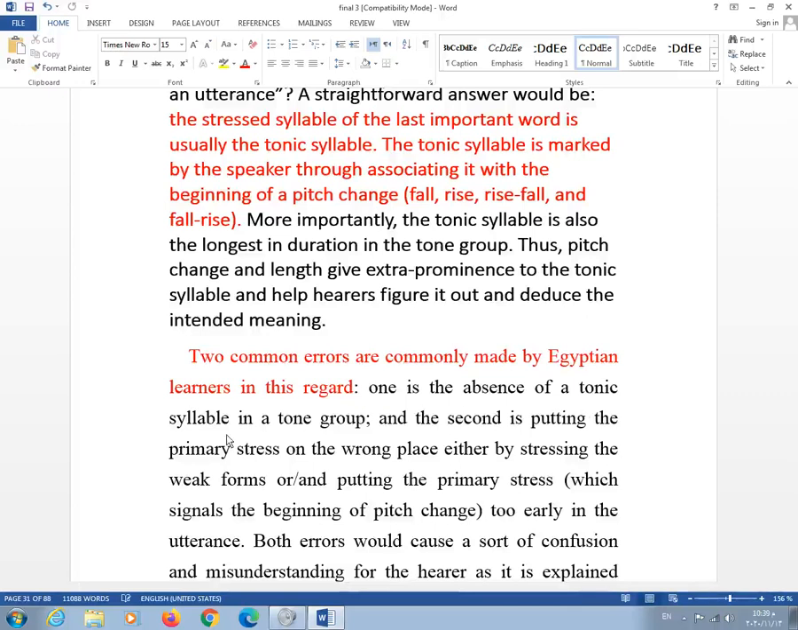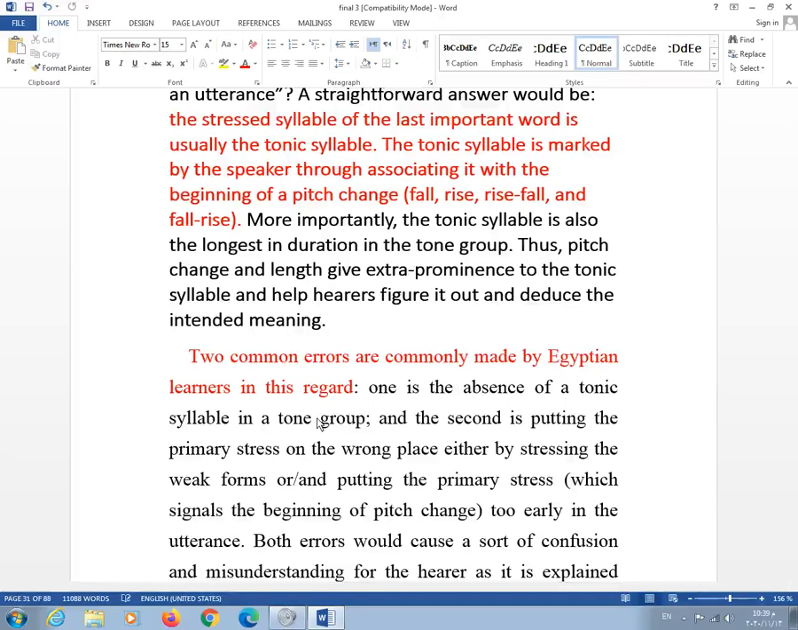انت بالنسبة لك مش مهم يبان أي كلمة مهمة. انت كله all words are given equal length and equal strength and there is no prominent word, no single prominent word in any of your utterances. Okay, you don't care about this. This is number one. The second is putting the primary stress in the wrong place, either by stressing the weak forms or by putting the primary stress too early in the utterance. So you misplace the stress, the putting or identifying of the tonic syllable.